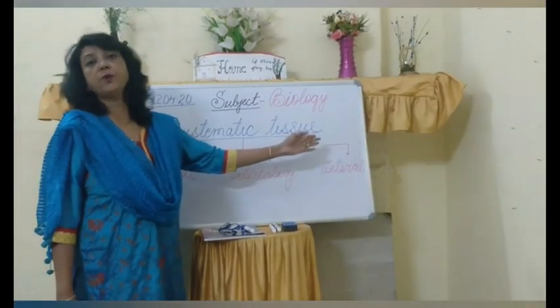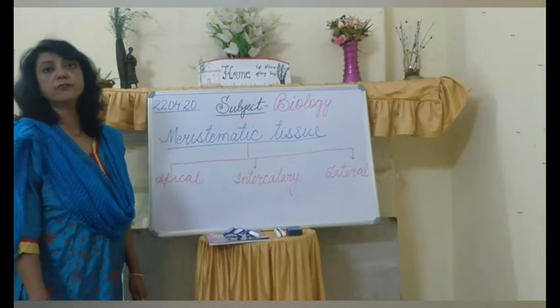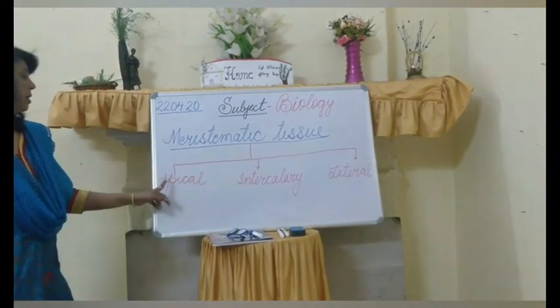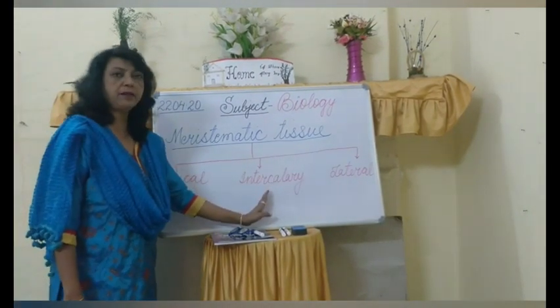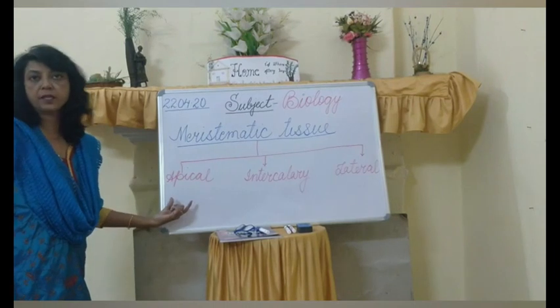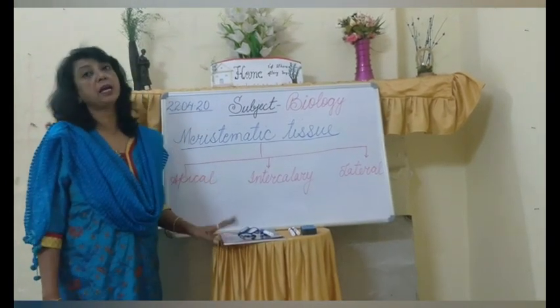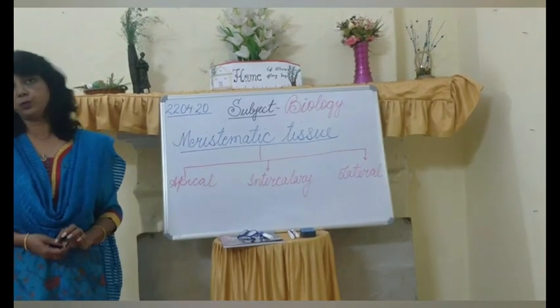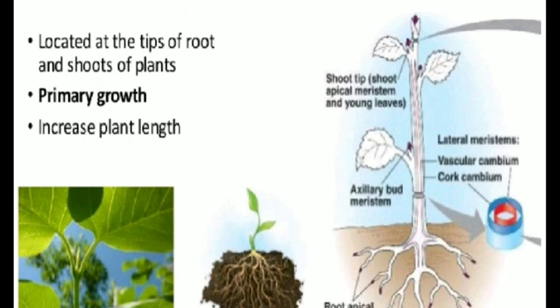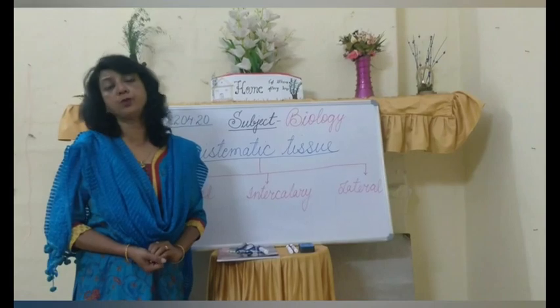Meristematic tissue is further divided into three types. These three types are divided on the basis of the position where they are found. These three types are apical meristem, intercalary meristem, and lateral meristem. We will first start learning about the apical meristem. As the name suggests, the apical meristem is found at the apex or the tips of the shoot and the root. Apical meristem helps in the elongation of the stem and the elongation of the root.